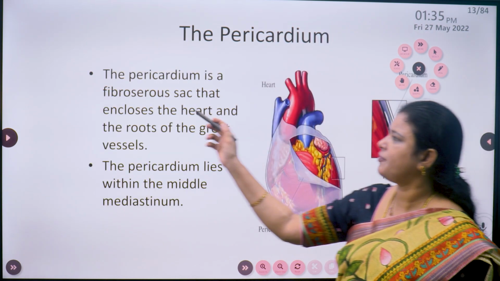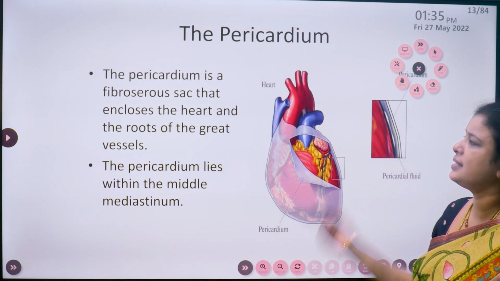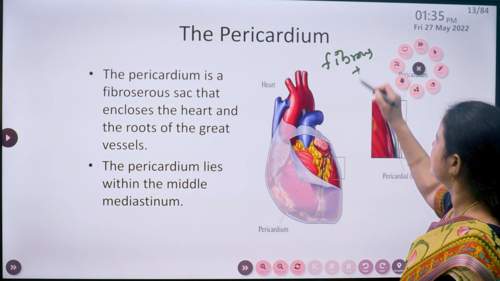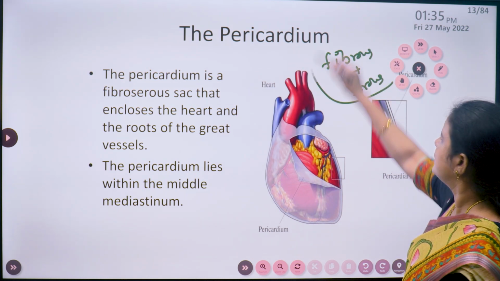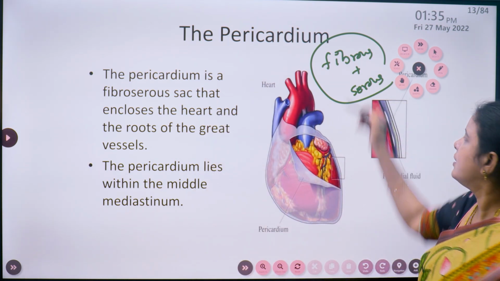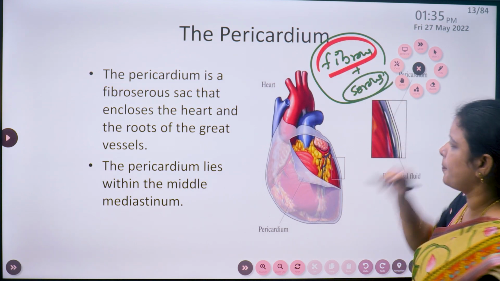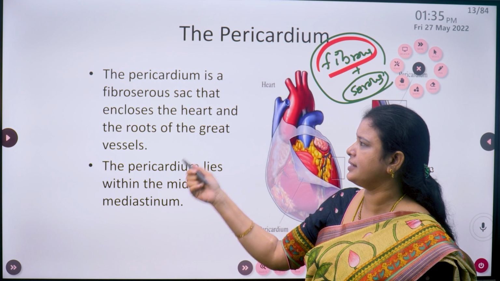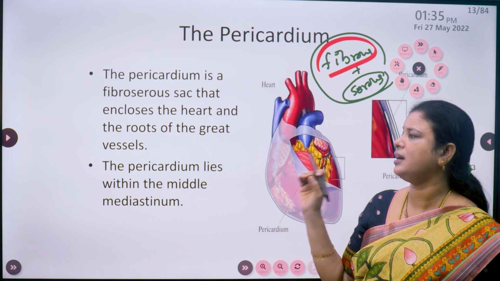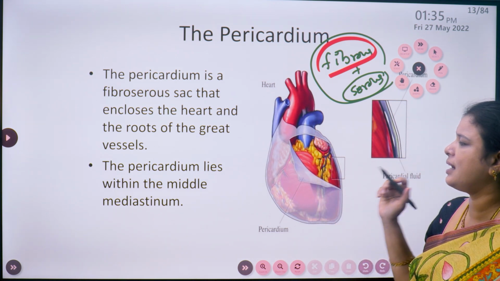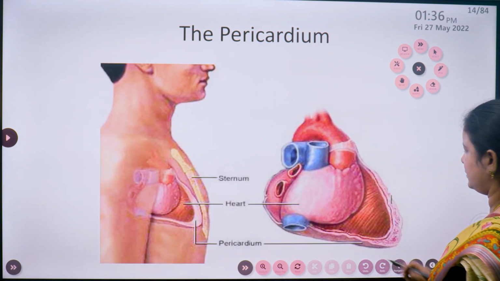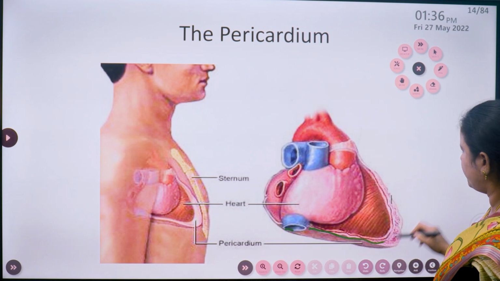The pericardium is a fibroserous sac, meaning a fibrous layer plus a serous layer. The pericardium is a fibroserous sac that encloses the heart and the roots of the great vessels. The pericardium lies within the middle mediastinum. So you can see this is the pericardium.